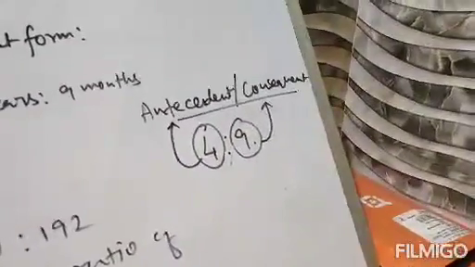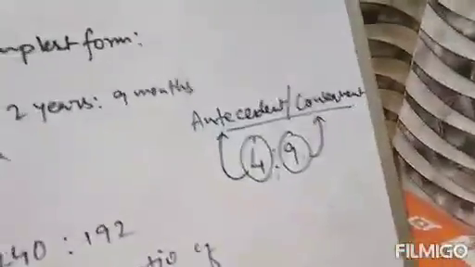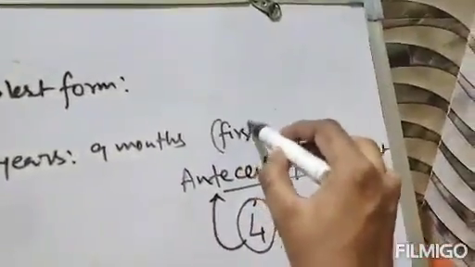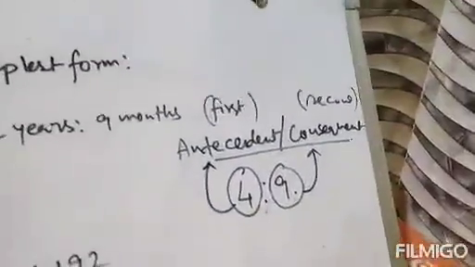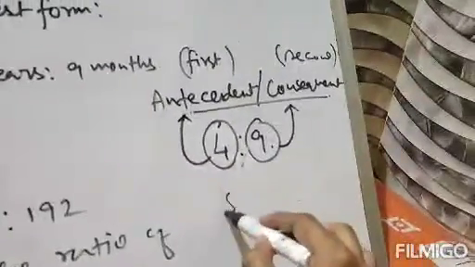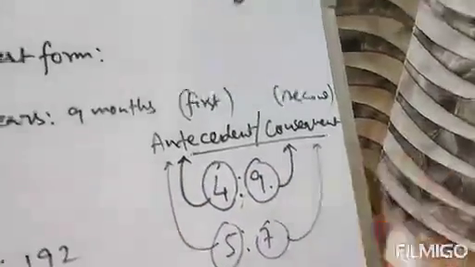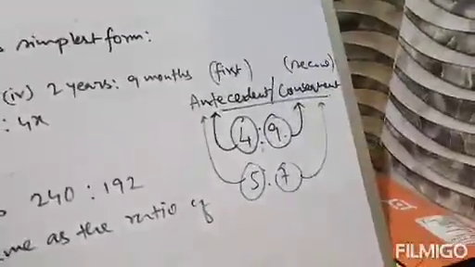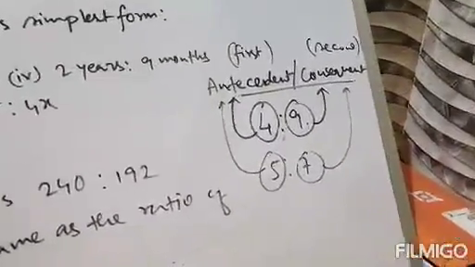Antecedent means first term, and consequent means second term. So in the 4:9 ratio, 4 is the first term, so it is antecedent, and 9 is the second term, so it is consequent. Similarly, if we take the example of 5:7, 5 is the first term, so it is antecedent, and 7 is the second term, so it is consequent. So antecedent is your first term and consequent is your second term. Clear? Next. That is the end of the theory part.